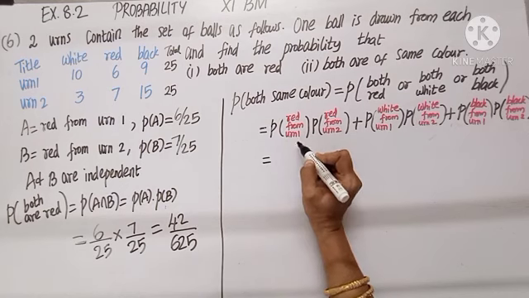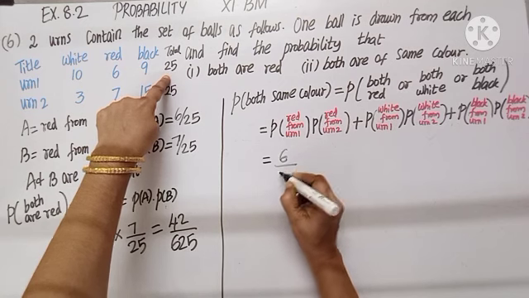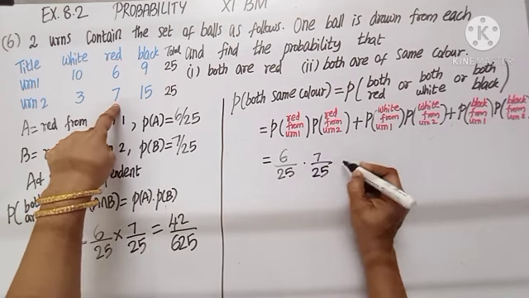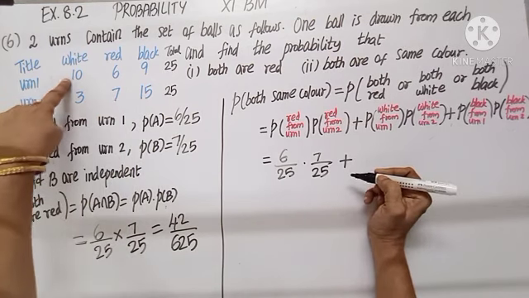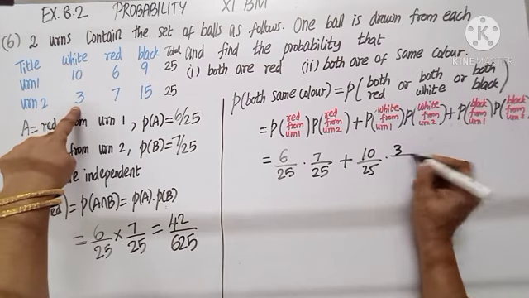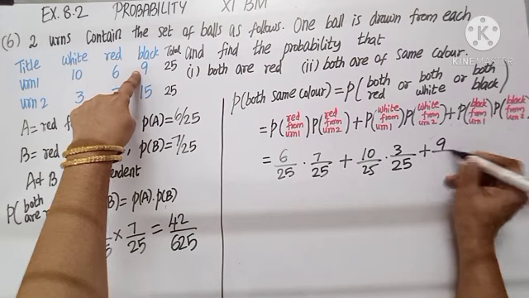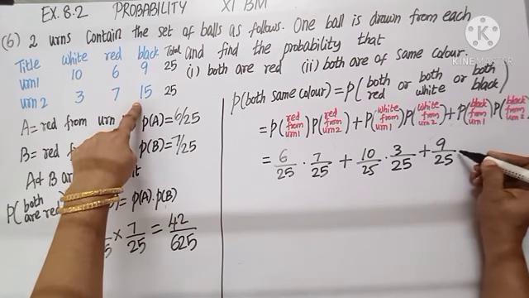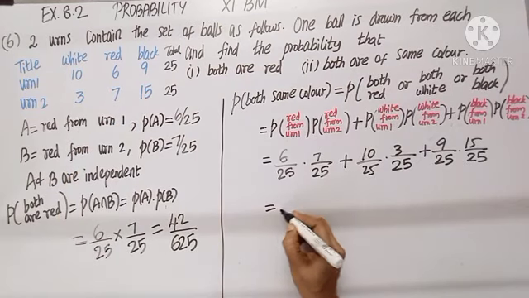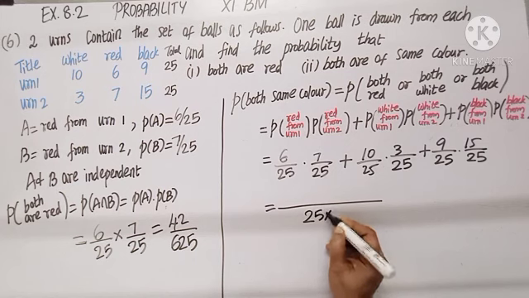Red from urn 1, 6 out of 25. Red from urn 2, 7 out of 25. White from urn 1, 10 out of 25. White from urn 2, 3 out of 25. Black from urn 1, 9 out of 25. And black from urn 2, 15 out of 25. In all the cases, 25 into 25 is the LCM.